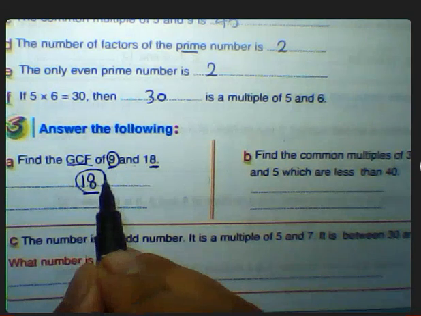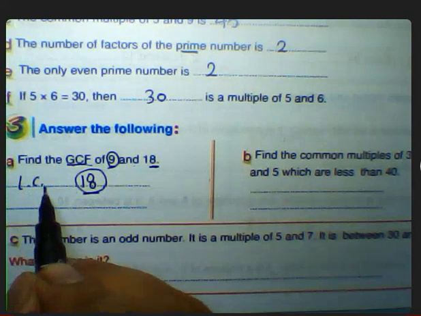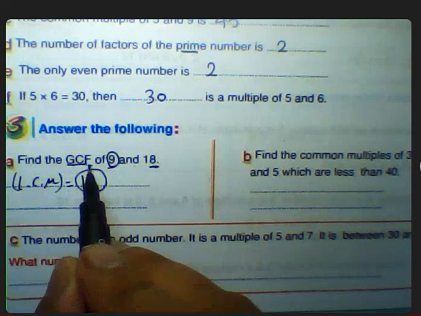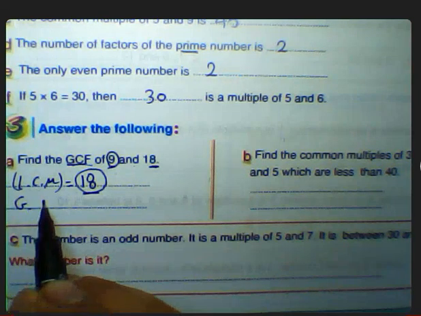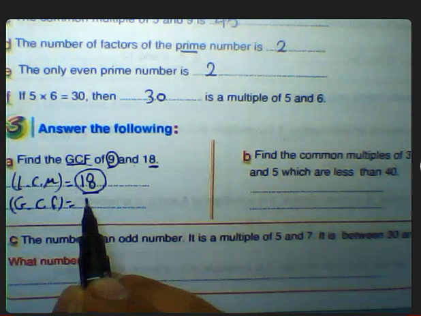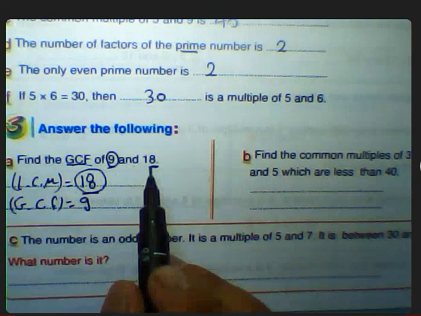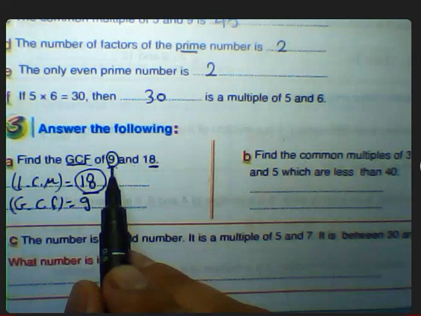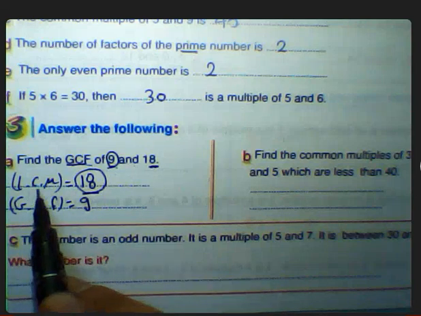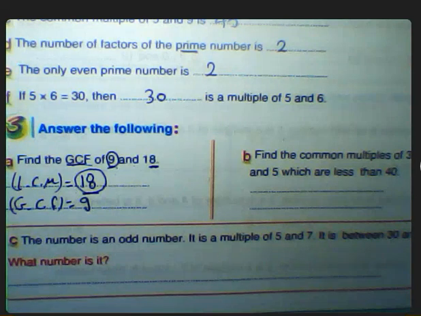And 18 will be the least common multiple. The least common multiple equals 18 and the greatest common factor is 9. 18 can be divided by 9, then 9 is the greatest common factor. And 18 is the least common multiple of the two numbers.